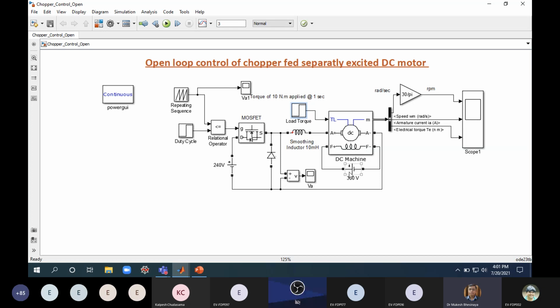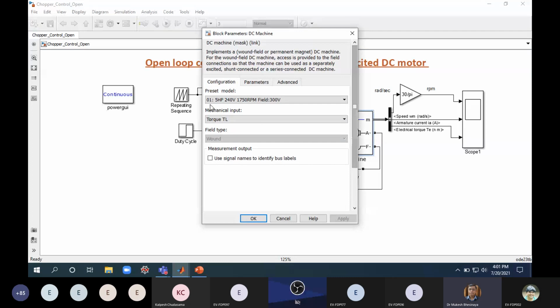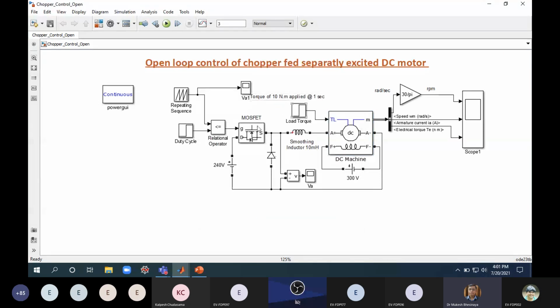The field is constant, and this motor is a 5 HP, 240 volt, 1750 RPM machine, and the field voltage is 300 volt. So this is a simple open loop control of a chopper fed separately excited DC motor. If I run it, just a second, I'll show you this output voltage.